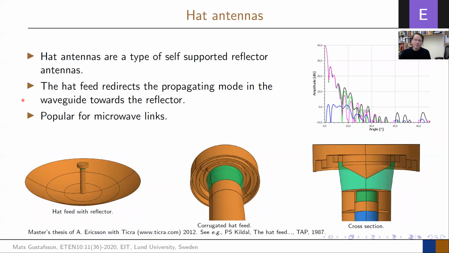This is a hat antenna. This is what sits in many base stations as this point-to-point radiation. It has very good aperture efficiency, so it has a specific feed structure.